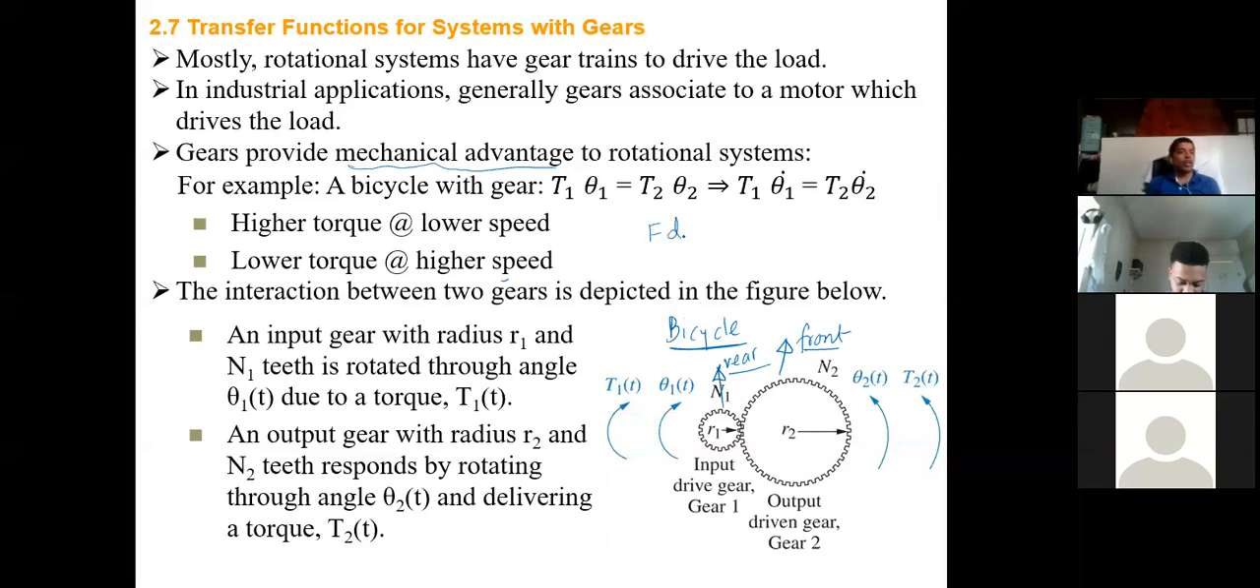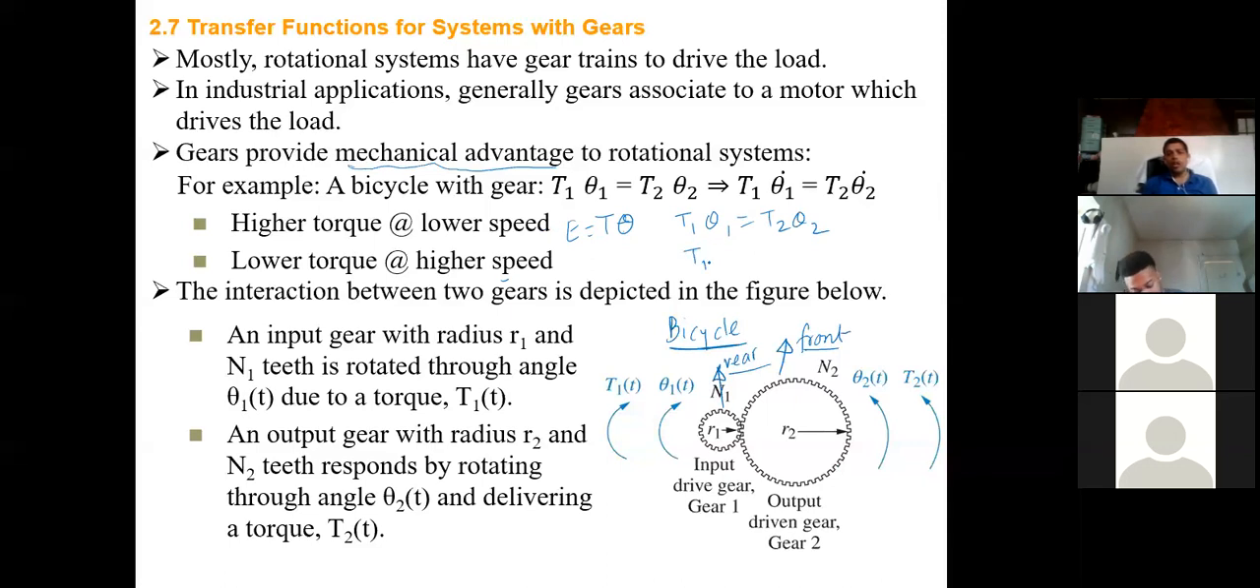So what is F times D in translation motion? Force times displacement is work or energy, right? In the case of rotational motion, this F becomes T, D becomes theta. So energy equals T theta. That's how you define energy in rotational motion. So what is the conservation of energy? T1 theta 1 equals T2 theta 2. That's the conservation of energy.